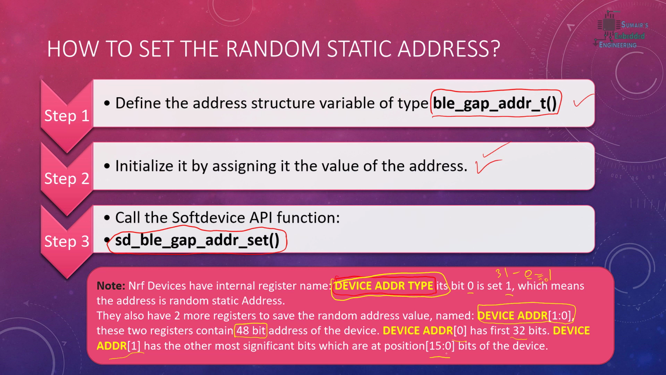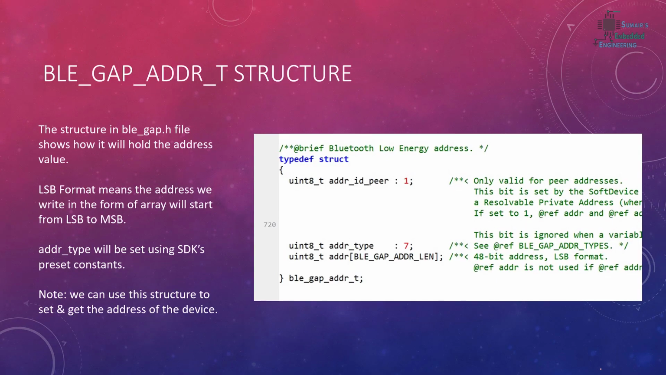So we have seen the steps and we know all the details, how it was happening before, and now how we are going to program it. But first we need to understand the structure. So let's move to the next slide. This is the BLE gap address structure, address type structure, and I have a picture of this. The first thing here is the address ID peer, and as you can see, it's only valid for peer addresses. This bit is set by soft device, and we will see that in future tutorials.